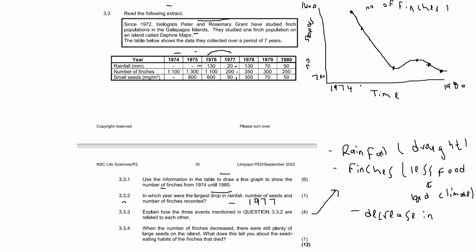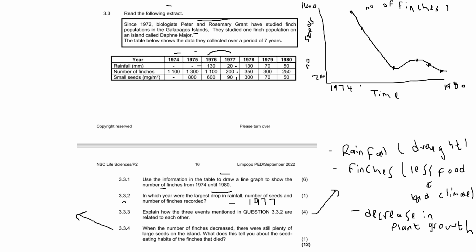Decrease in plant growth. So those three factors could have led to those decreases in numbers.